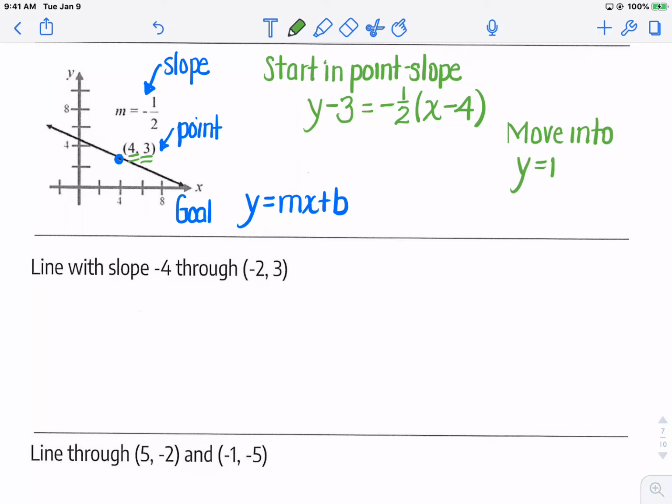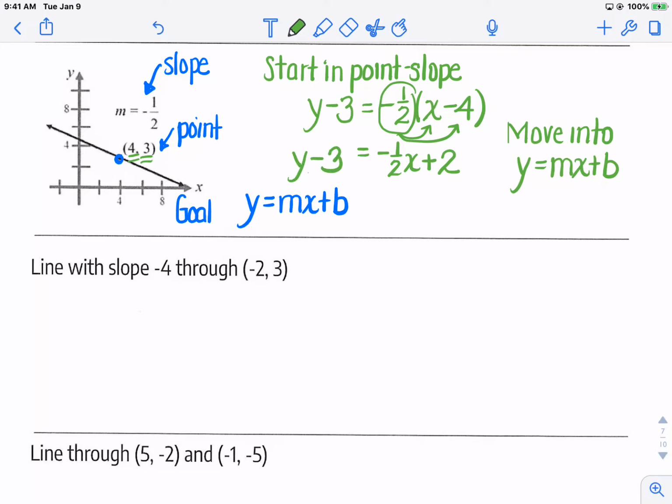And your directions on that little sheet I gave you to tape to your note card are going to help a lot. So I'm going to distribute that -1/2 because there's no parentheses in slope intercept form, so I'm going to have to work to get rid of those. So I have -1/2 x plus, because it's a -1/2 times 4, 2.